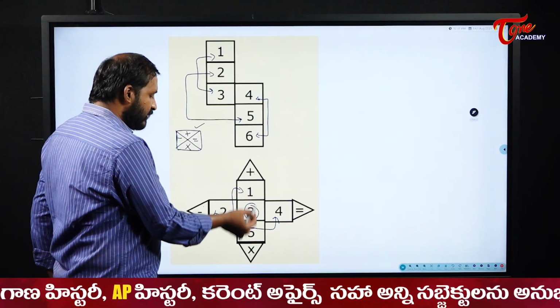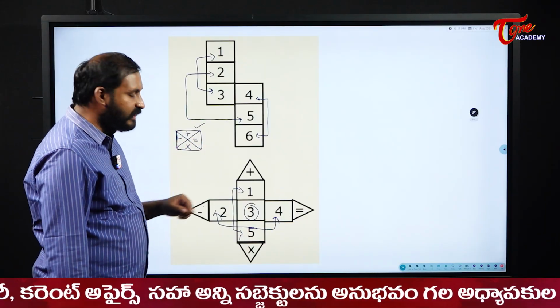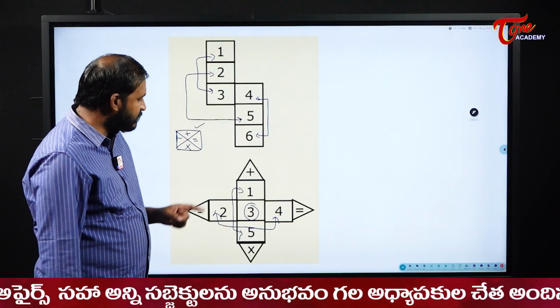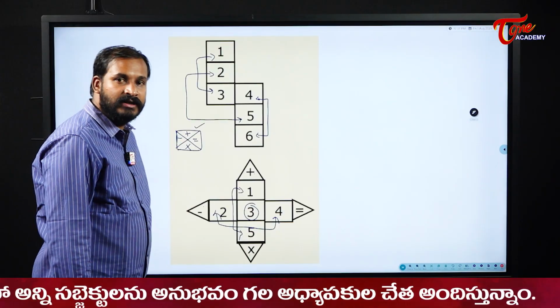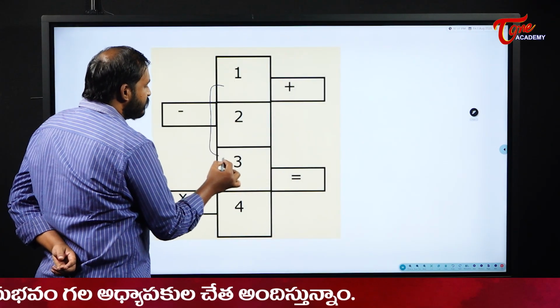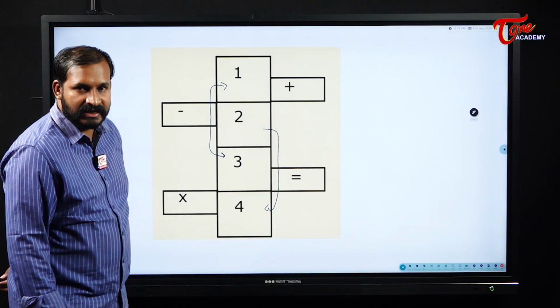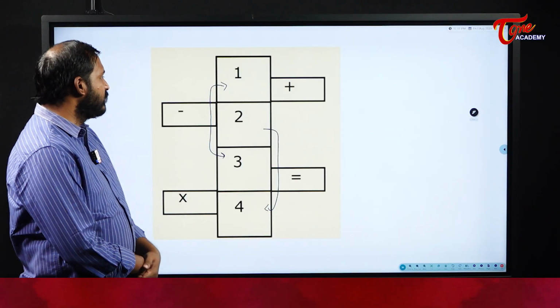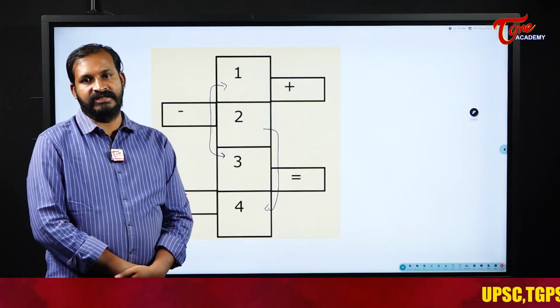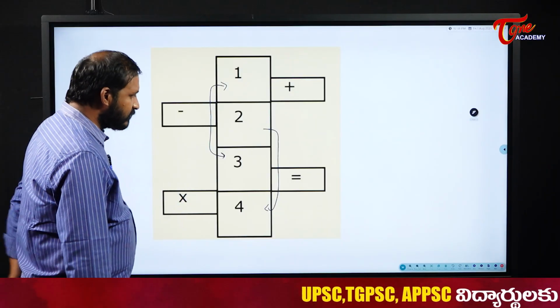See here, plus and star are opposite to each other, equal to and minus are opposite to each other. Okay, please keep an eye on this one. Like this we will solve the problems. Now 1 and 3 are opposite to each other, 2 and 4 are opposite to each other. That is very clear, sir. Now you will have a doubt, sir, which face will be opposite to each other and which one will be the same face.